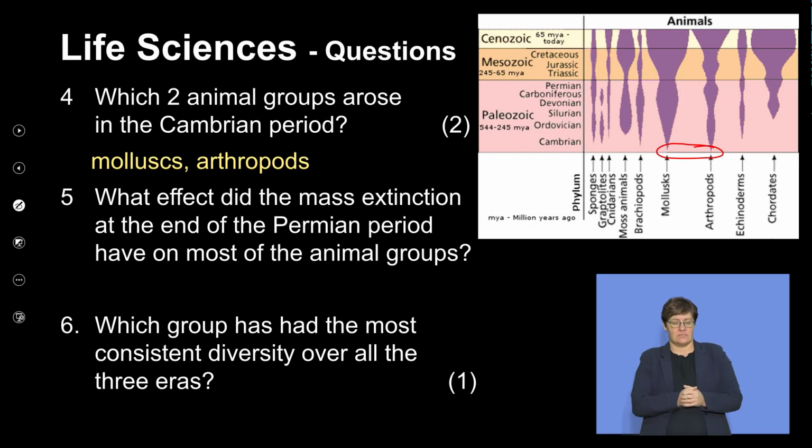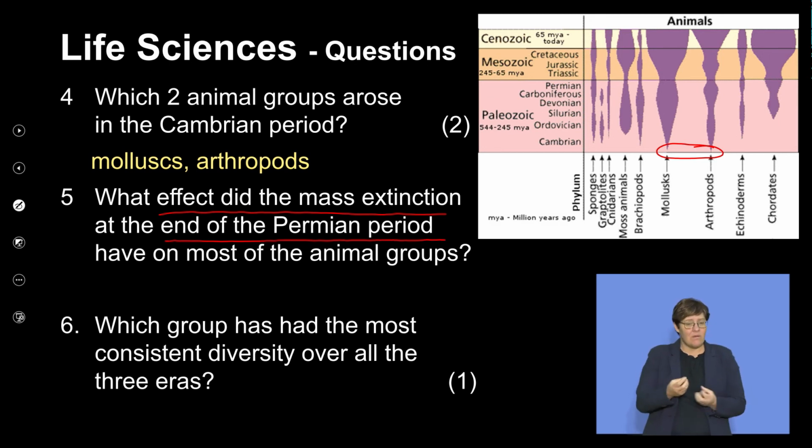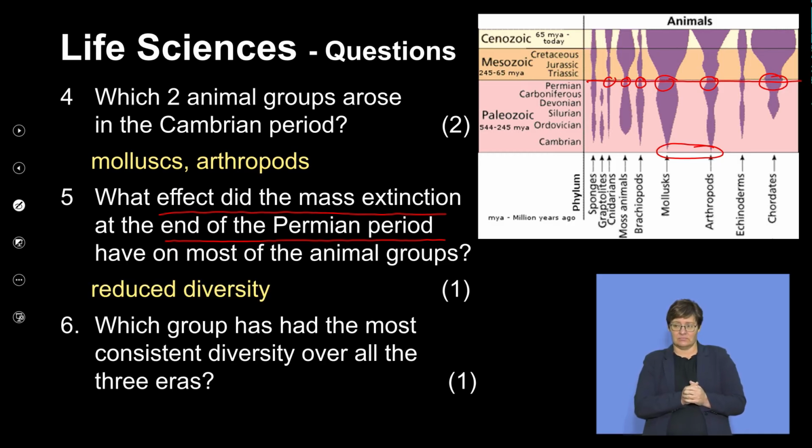Next, what effect did the mass extinction at the end of the Permian have on most of the animal groups? So we have a look, there's our mass extinction at the end of the Permian, and if you have a look, almost every animal group narrowed at that particular time. The group which seemed to have the least effect on was the chordates or the vertebrates. So what effect? It reduced the diversity. In other words, it reduced the number of different types of animals of that group on Earth.